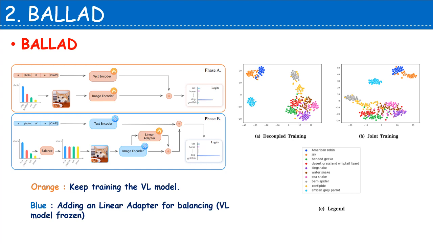As shown in the left figure in the orange box, both the linguistic and the visual encoders are fine-tuned based on CLIP on the long-tailed datasets, and in the blue box, the fine-tuned vision language model is frozen and only a linear adapter is fine-tuned. This kind of decoupled fine-tuning is better than joint fine-tuning, as can be observed in the TSNE visualization figures on the right. There are clearly boundaries between the similar classes.